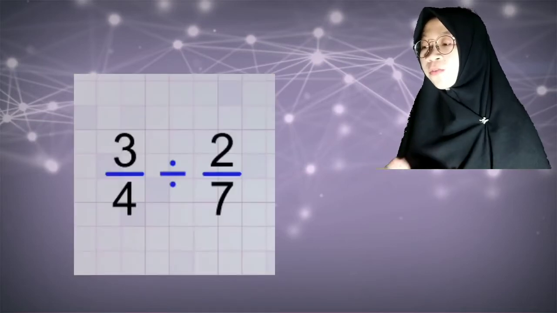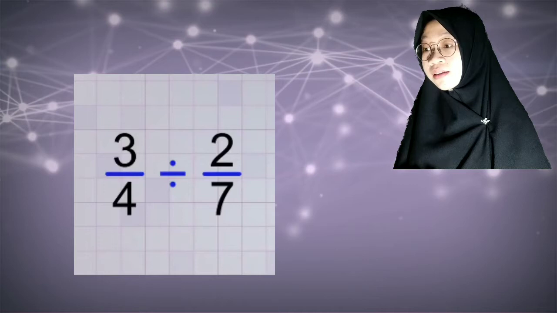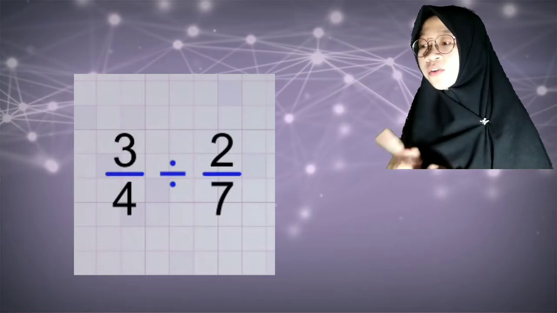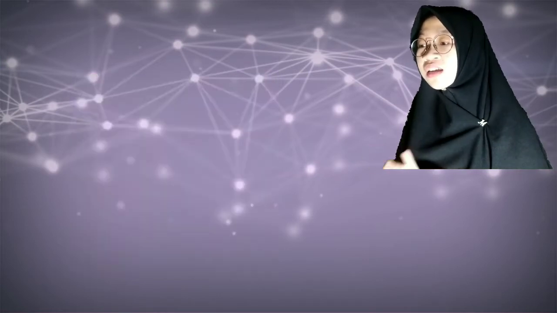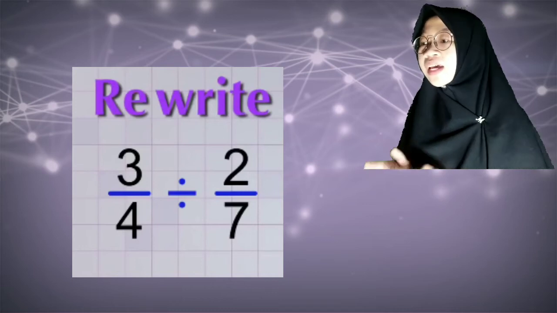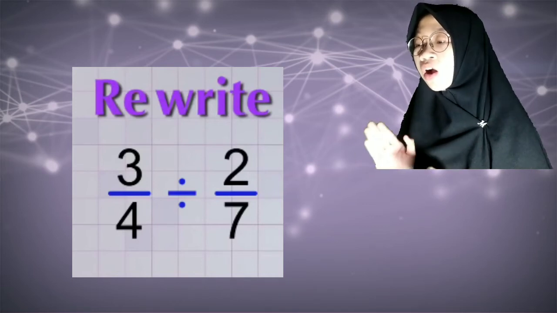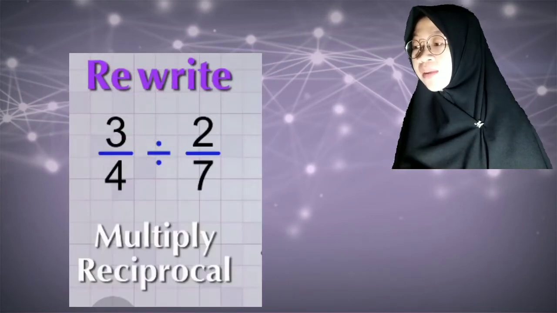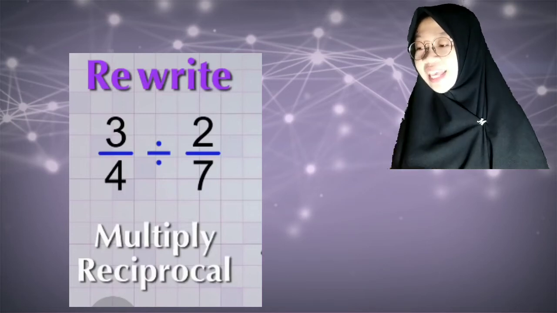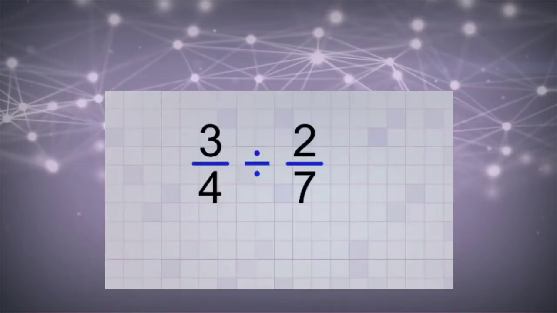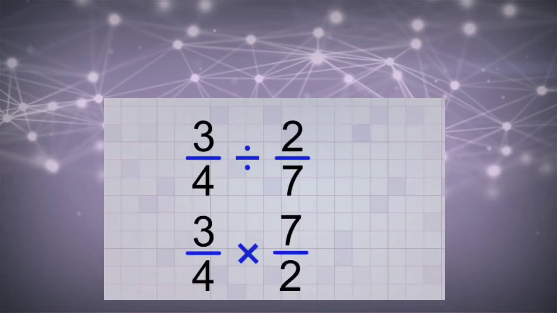Let's try this problem. 3/4 divided by 2/7. Okay, so the first thing we want to do is rewrite our problem. Instead of dividing by 2/7, we can multiply by the reciprocal instead. The reciprocal of 2/7 is 7/2, so our problem becomes 3 over 4 times 7 over 2.